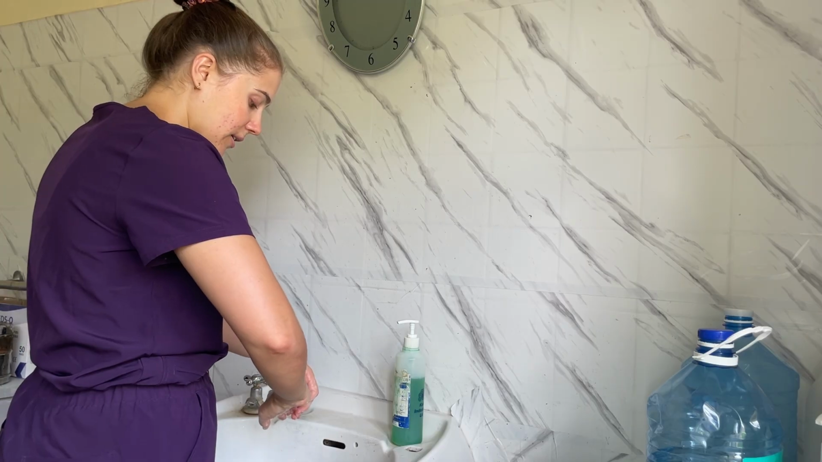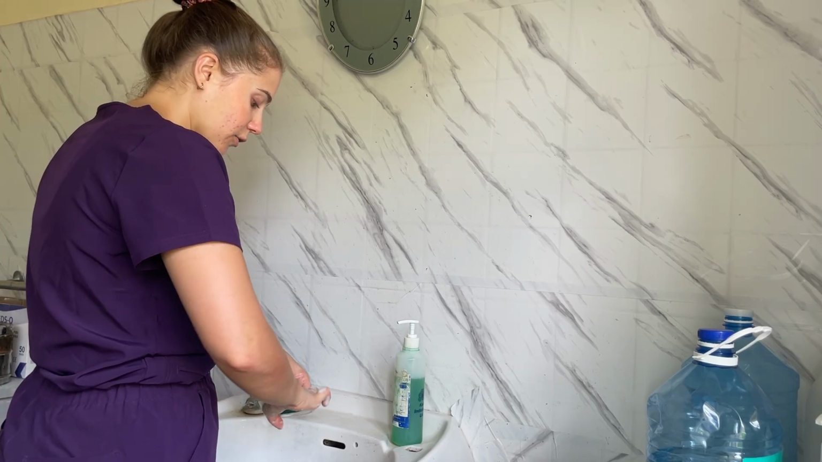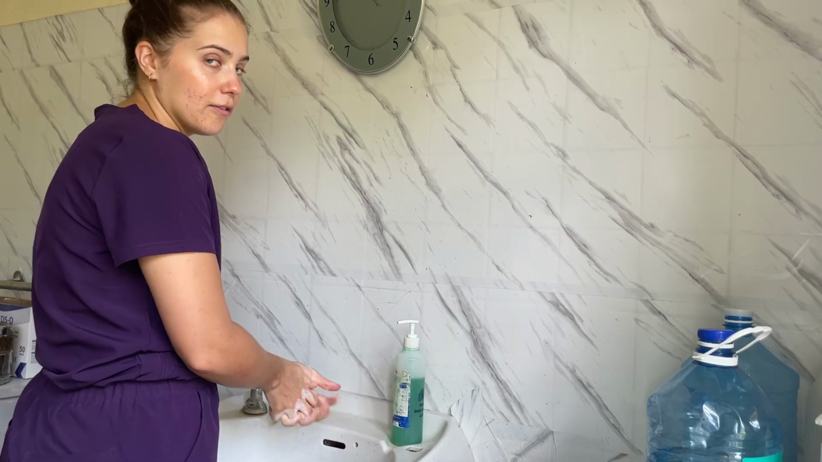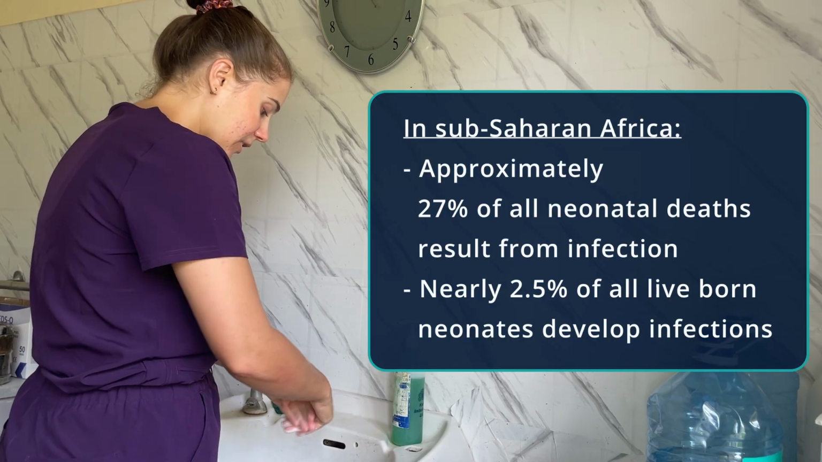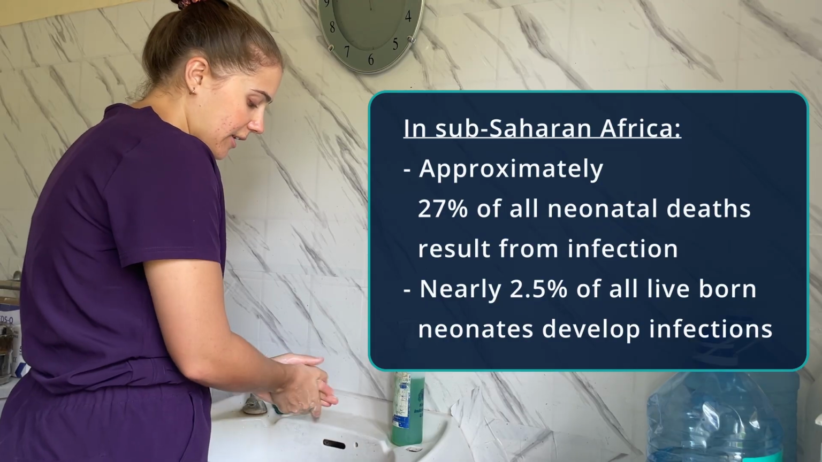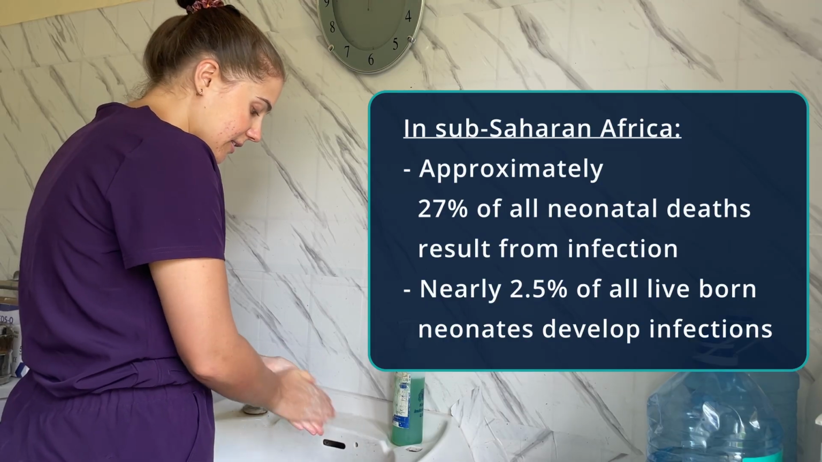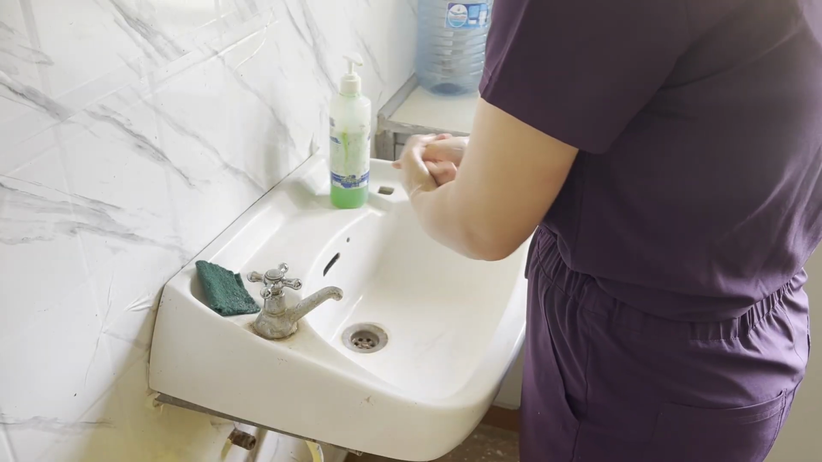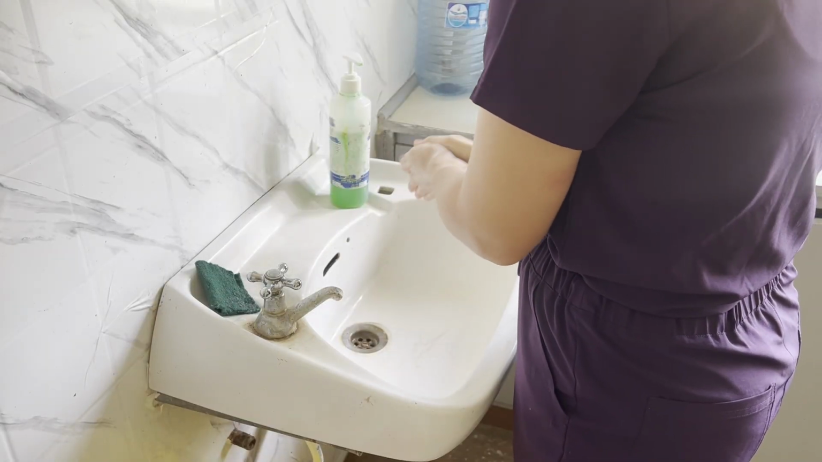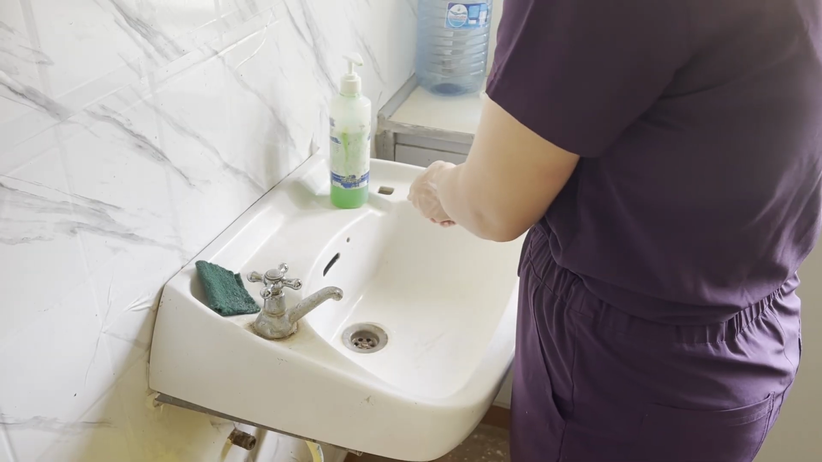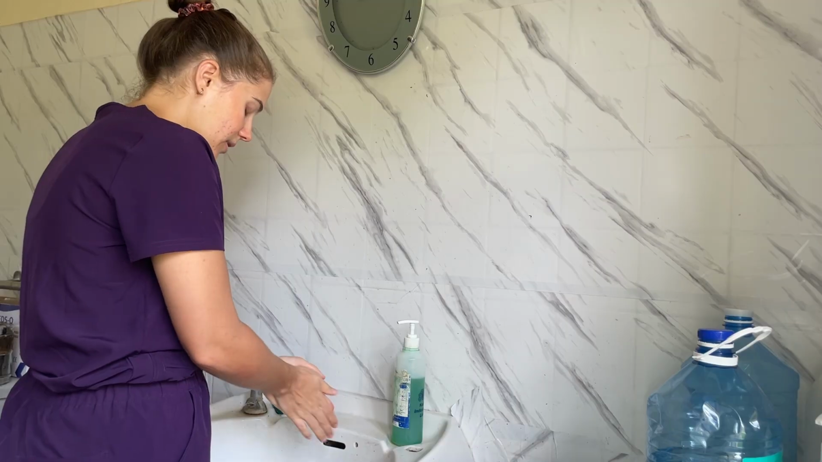It's really important with neonates to make sure we're performing really good hand hygiene because they are at really high risk of sepsis. Hand hygiene is the most effective intervention for preventing sepsis, and sepsis is a very common diagnosis that we see here. So making sure to get all areas of your hands, back, front, in between, underneath your nails, your thumbs. Okay.